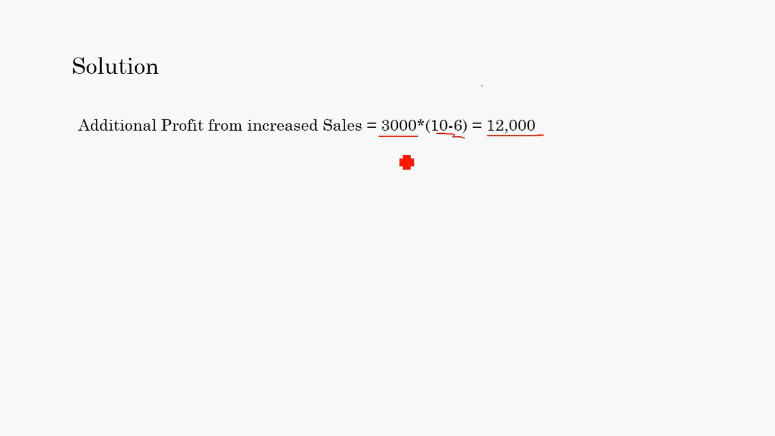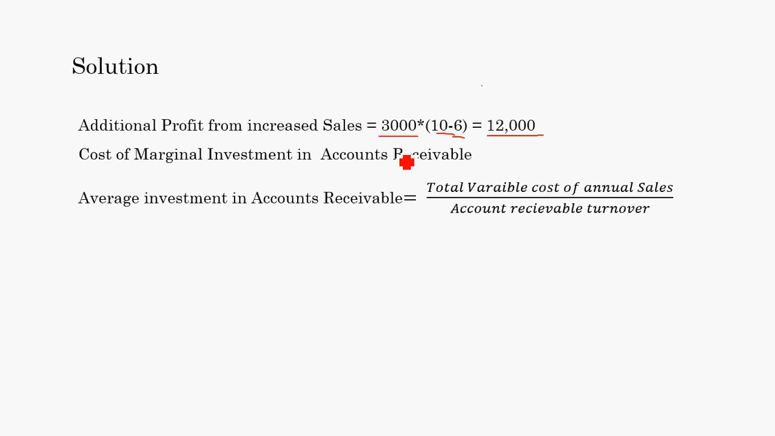The second thing you're going to calculate is the average investment in your account receivables, which is effectively the investment being held up in your account receivable. To calculate that, you have this formula: you take the total variable cost of your annual sales and divide that by the account receivable turnover. This is the formula to calculate the average investment in your accounts receivable.